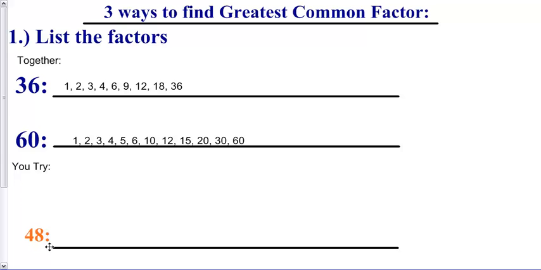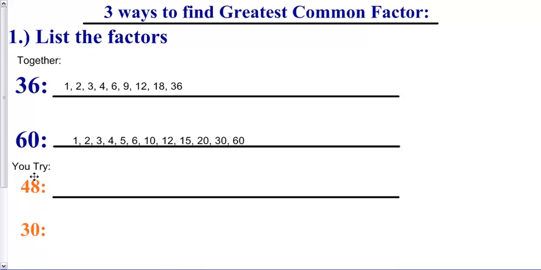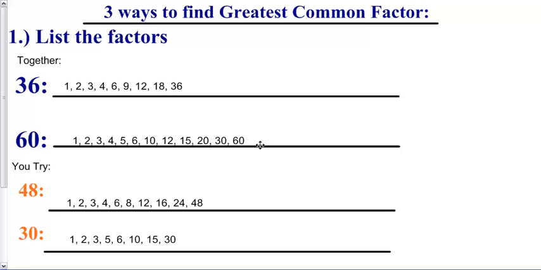So now you get to try 48 and 30. Go ahead and pause it, try it, and let's see how you did. My factors of 48 start with 1 and 48. 48 is even, so 2 and 24. 4 plus 8 is 12, so I've got 3 and 16. The last two digits are divisible by 4, so 4 and 12, and then 6 and 8.